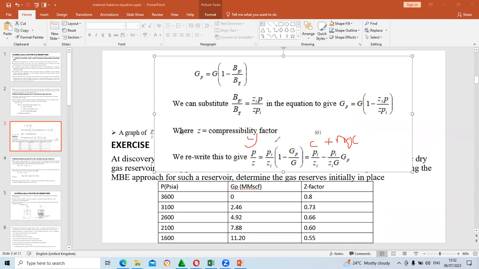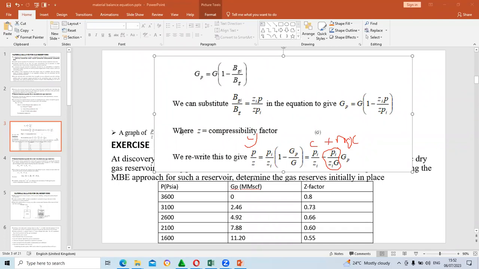When it gives you a straight line, the gradient of that graph is equal to this quantity that is attached to GP. This quantity that is attached to GP, initial pressure and initial Z factor, we know them. So the only unknown here is our G. Remember that G is the gas that is initially in place. G is the amount of gas that is initially in place.